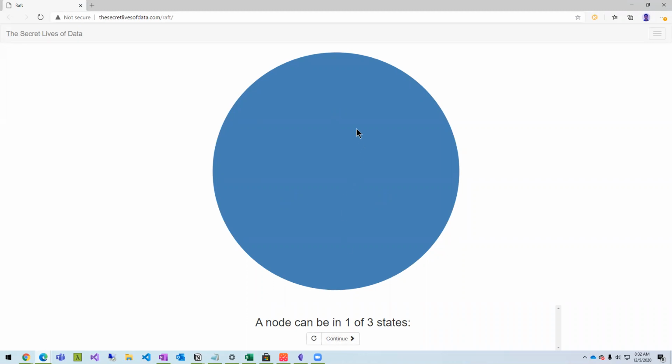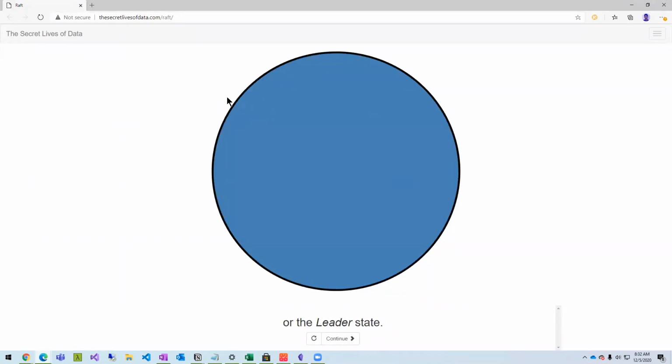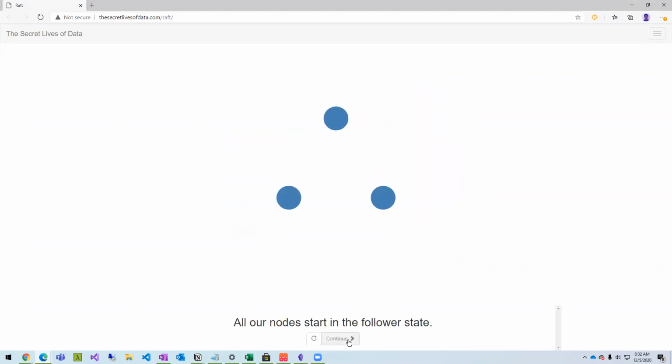So in Raft, a node could be in one of three states. Either it could be a follower. You will see that a follower is just blue without any solid boundary around it. A candidate has a dotted boundary around it, and a leader has a solid circular boundary around it, right? So these are the three states. Okay, now let's look at what happens.